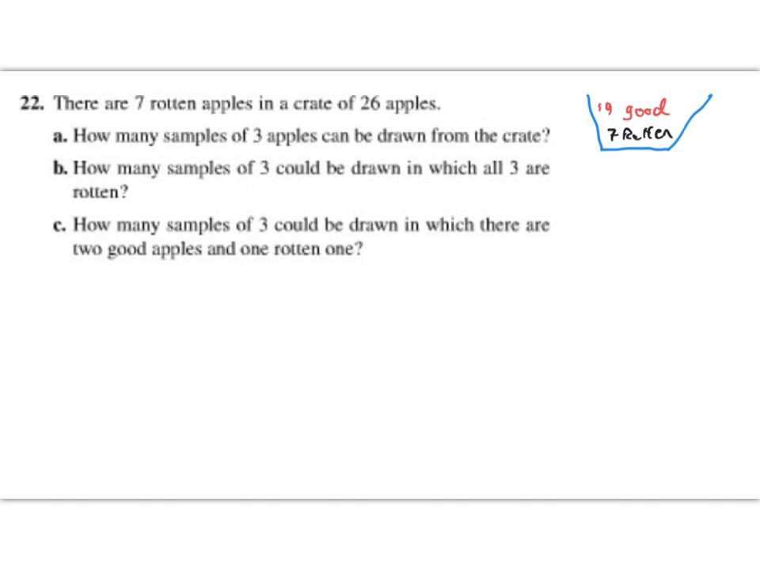So we have 19 good apples and 7 rotten ones that are in a crate full of 26. All right, so let's see if we can do some counting on this one. How many samples of 3 apples can be drawn from the crate?